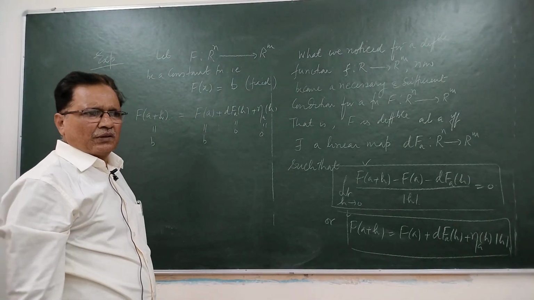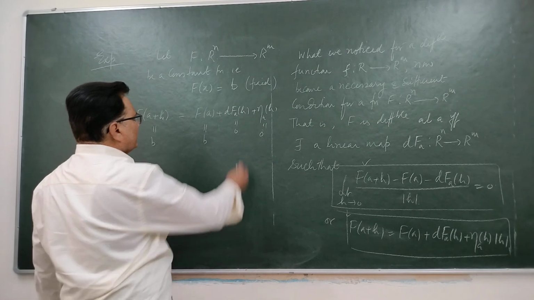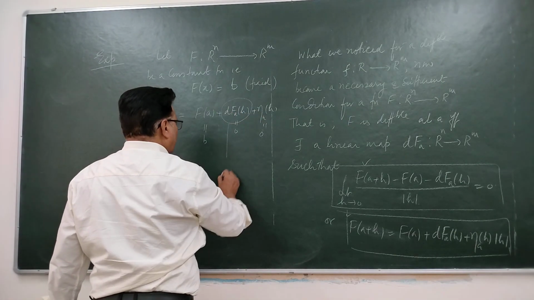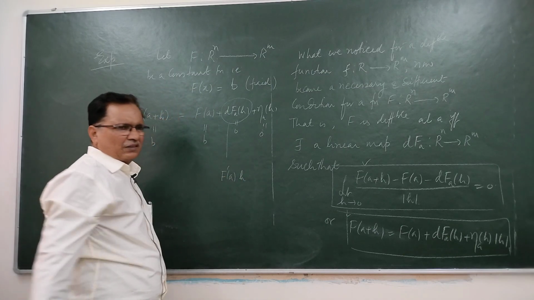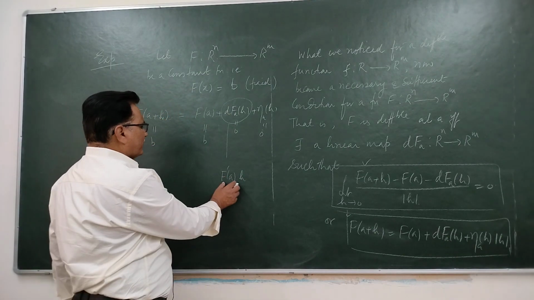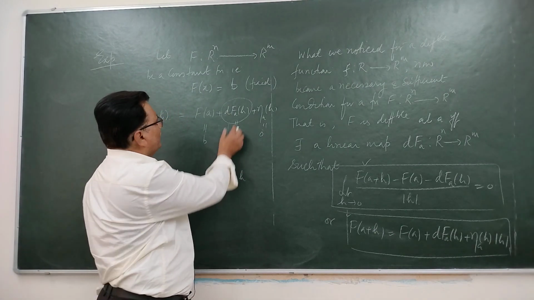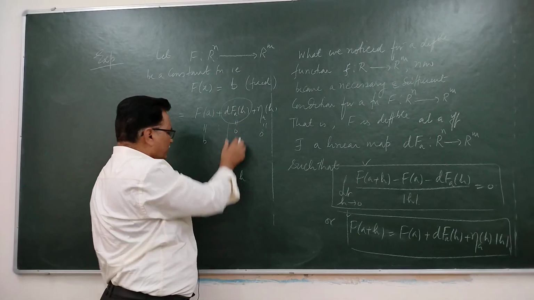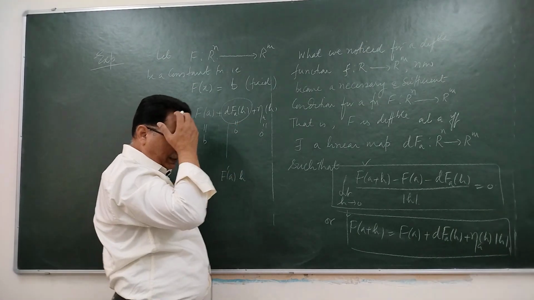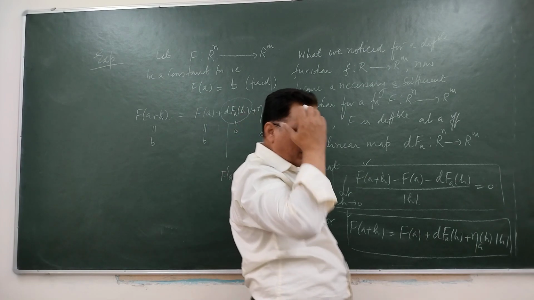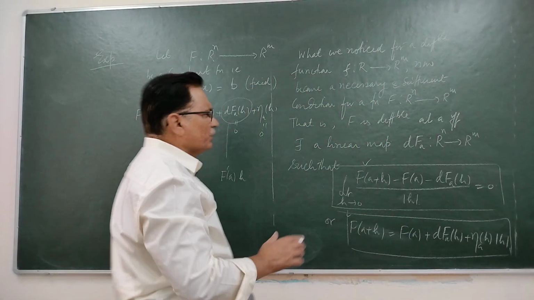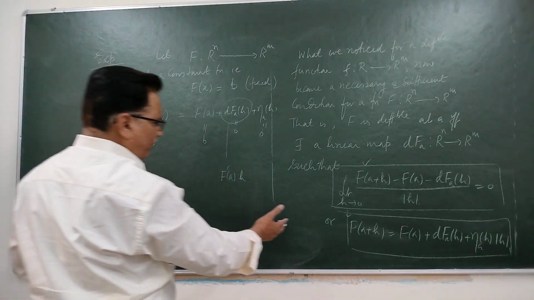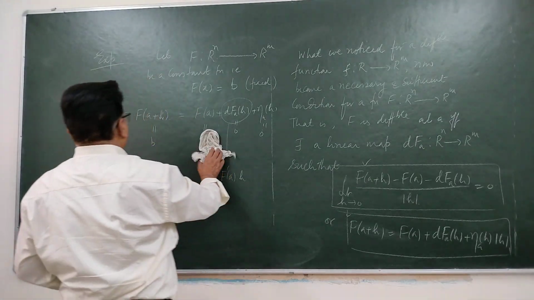And what is its derivative? The derivative is f dash a into h. So this matrix must be a 0 matrix, then only you will get a 0 over here. So the derivative of a constant map is a 0 matrix for functions from Rn to Rm. This was a simple fact, but we need to verify everything from Taylor's formula.